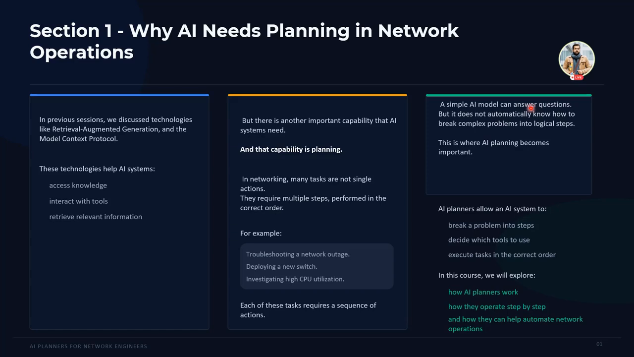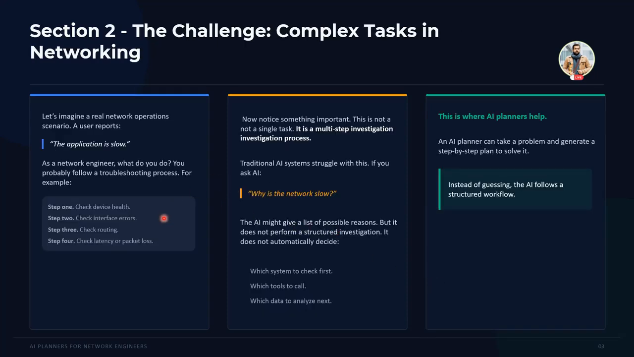So a simple AI model that just answers questions is not enough for these scenarios? Not for complex scenarios, no. A simple AI can answer a question like, what causes high CPU on a switch? It will give you a list of possibilities, but it will not actually go out, check your monitoring system, pull the interface stats, review the logs, and give you a structured answer based on real data. That is what planners enable. That is a really clear distinction.